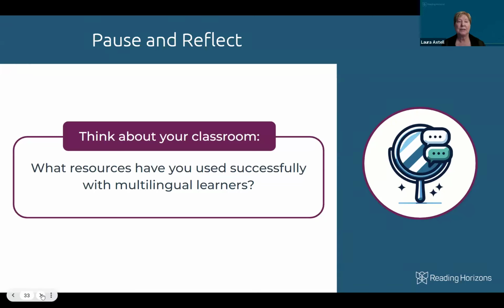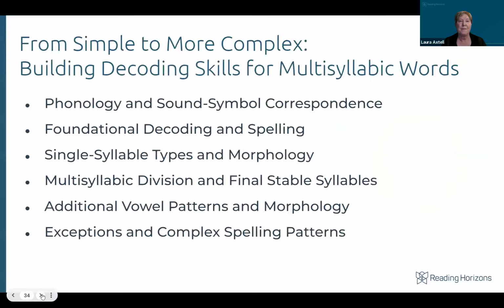So I just want to stop for a second and have you think about it, because there is so much expertise. What resources have you found that have been very successful working with your English language learners? Put those in the chat, because that way we can share with each other. There are so many resources out there now, way more than there were even 4 or 5 years ago, because of the numbers of English language learners. So what have you found that's been very, very successful for that population? And we'll just share that.